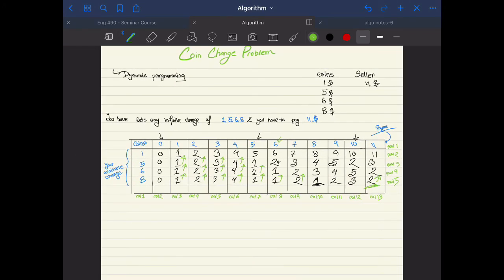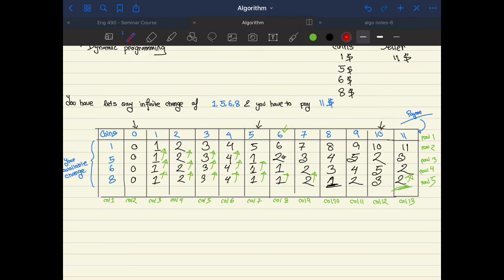So the preparation of the whole table is complete. What this table means is that if we had all these coins with us, the best situation for when the seller wants $11 from us is that we would be giving him 2 coins. But which 2 coins? The process to find this out is we go to the last box here on the right hand lower side corner, so row 5 and column 13, which shows us 2.